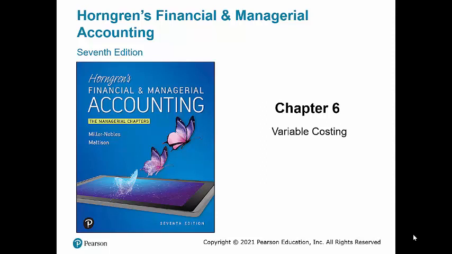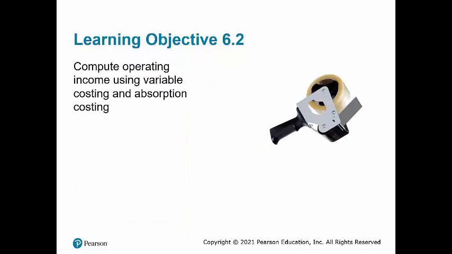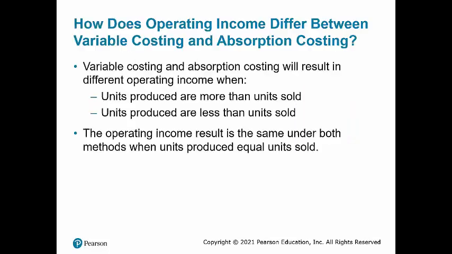This presentation is for Chapter 6, Variable Costing. In Learning Objective 2, we are going to compute operating income using variable and absorption costing. Now that you know how to calculate unit product costs using variable costing and absorption costing, let's look at the effects the two methods have on calculating operating income.